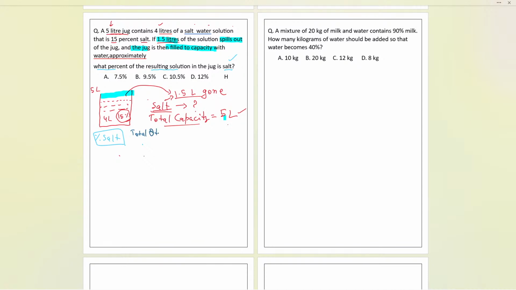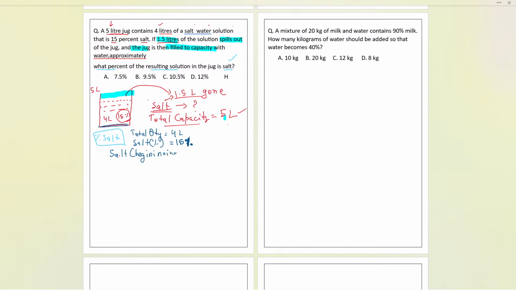Total quantity was 4 liters earlier. How much salt is present inside that? The salt percentage was 15%. Carefully observe this, it is an important question, and if it is clear, you will definitely be able to solve other types of questions as well. So the total quantity is 4 liters and salt is 15%. Now, how much is the amount of salt present at the beginning? Let us write it over here: salt in the beginning.